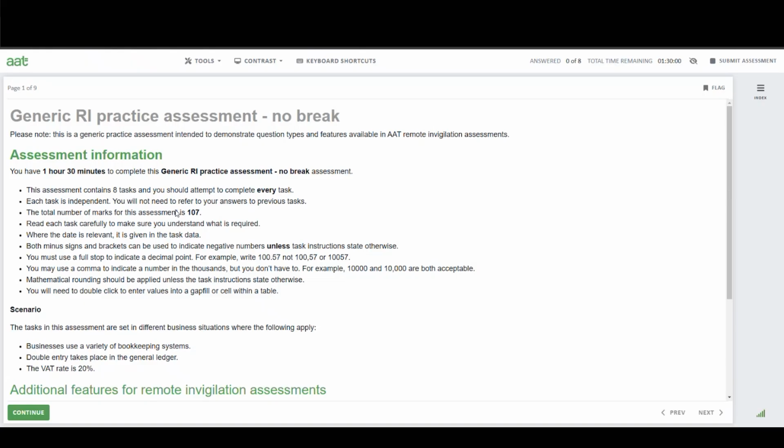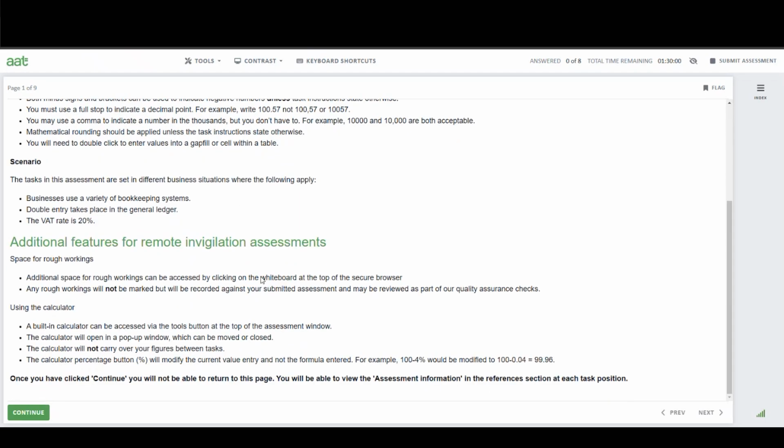All it does really is give you the general information about the assessment, but it also gives you some additional information with regards to the features that are available within the remote invigilation environment. So it tells you here that there is a space for rough workings. It can be accessed by clicking on the whiteboard at the top of the secure browser. Now, obviously, we're not in the secure browser environment here. You'll only be in that when you're actually in the assessment itself.